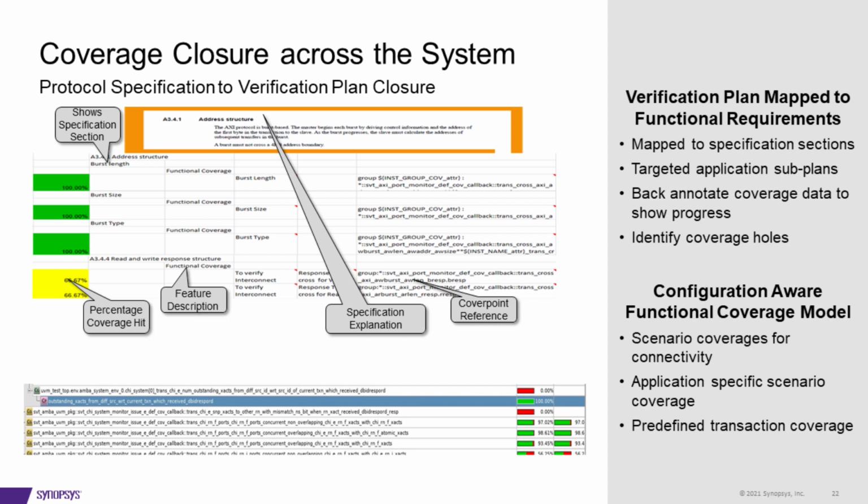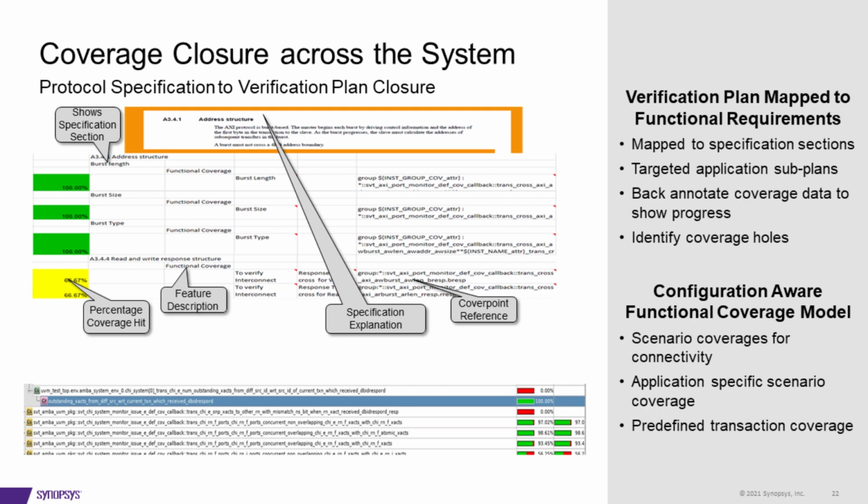So next, when you are running the stimulus, it's very important to also measure the verification goal, that is, how much percentage of verification you have achieved. So you need to track the progress of your verification. To track the progress of the verification, we provide something called a verification plan, which is mapped to the functional requirements. These verification plans are mapped to specification sections, targeted application subplans, and then you have the configuration aware functional coverage model, which tracks the scenario coverage for connectivity, application specific scenario coverage, and it has predefined transaction coverage. So overall, there are coverage models which are part of the verification IP, which will help you to track the progress of the verification, and then you can annotate the coverage result into the verification plan, and you get a very high level idea of what percentage of verification has been done.